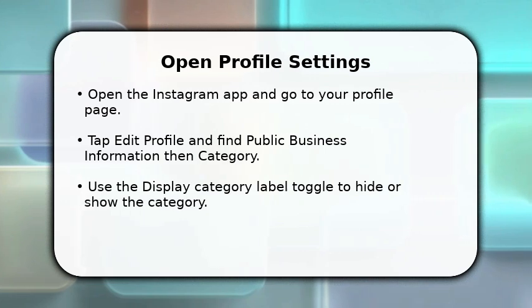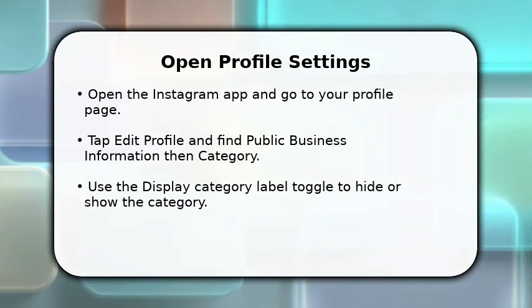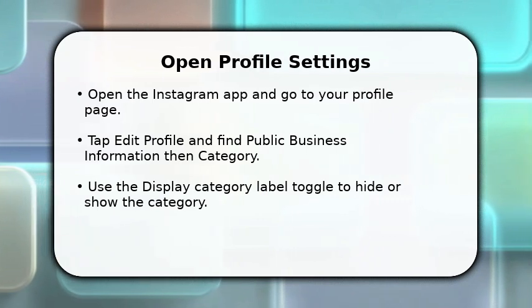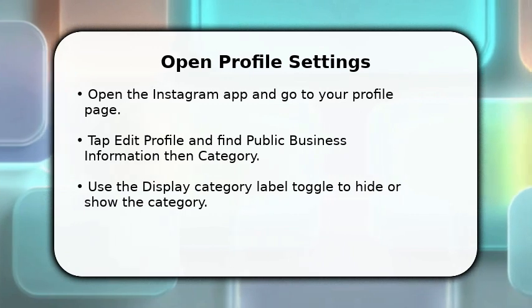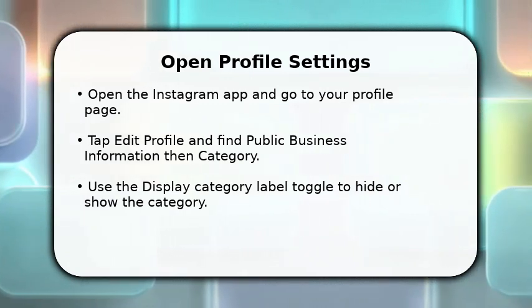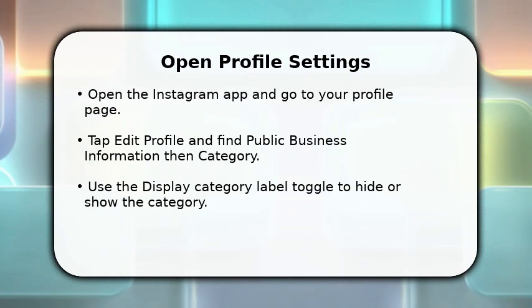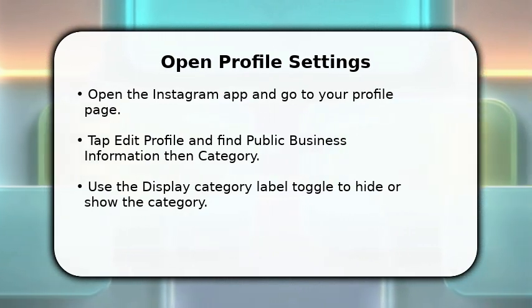Tap Category to open editing options and view available labels and the Display Category Label toggle. Use that toggle to hide the category label from your profile if you do not want it visible. This step works for business and creator accounts inside the Edit Profile menu.